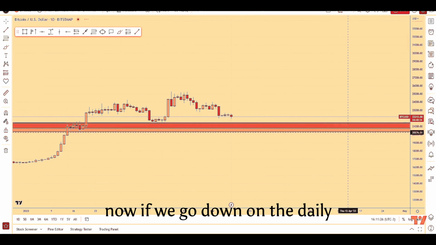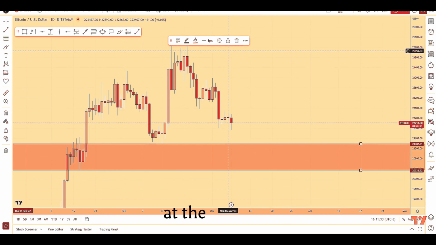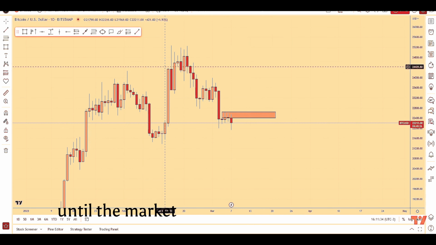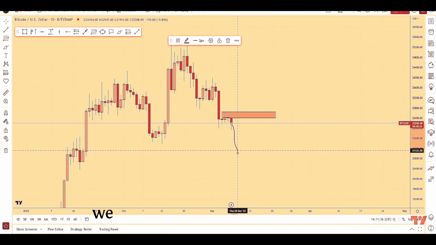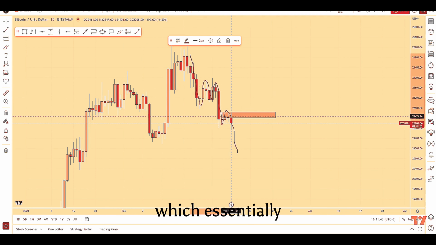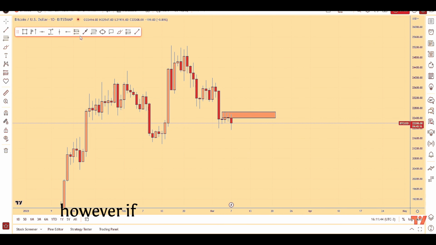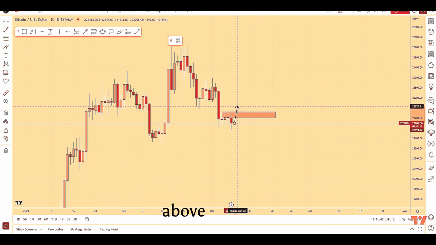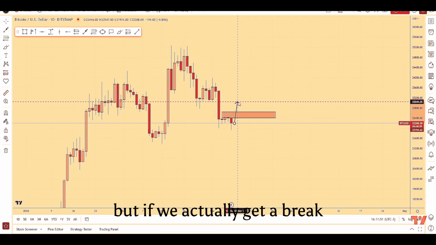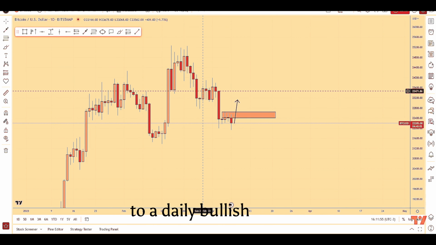Now, if we go down on the daily, what do we see? Now, from a daily perspective, the structure is very simple. At the moment, we have a new high, which is essentially this one here. Until the market will remain below this high, we will remain in a bearish market from a daily perspective, which is a market which essentially is creating lower lows and lower highs. However, if the market will manage to break above this high, which we don't know when the market will do it, but if we actually get a break, at that point we would have a shift from a daily bearish market to a daily bullish market.